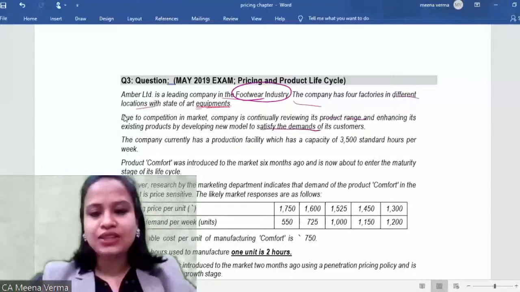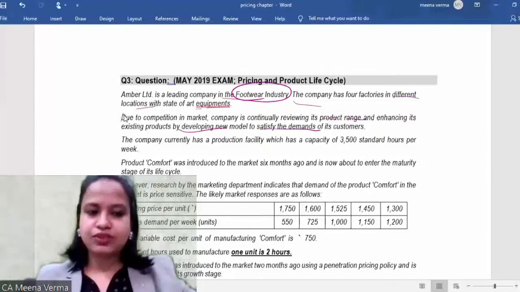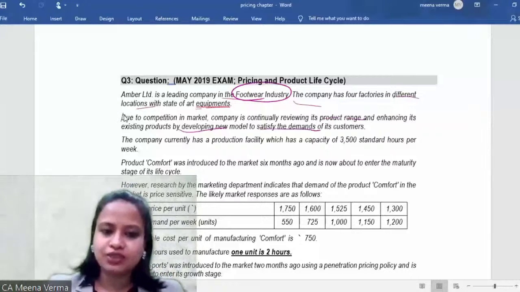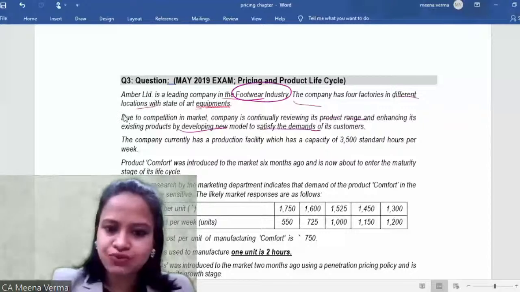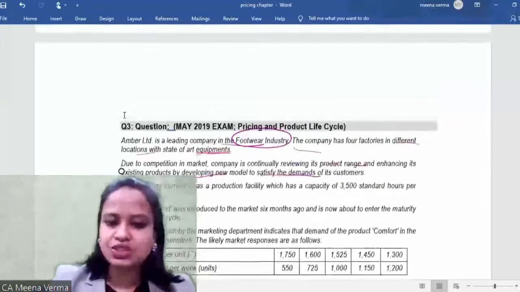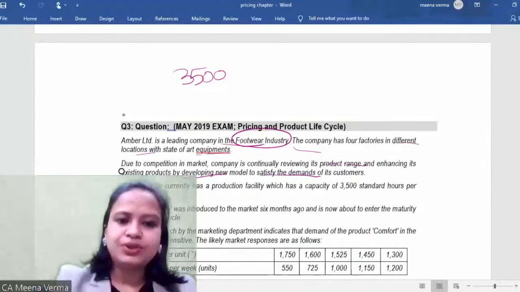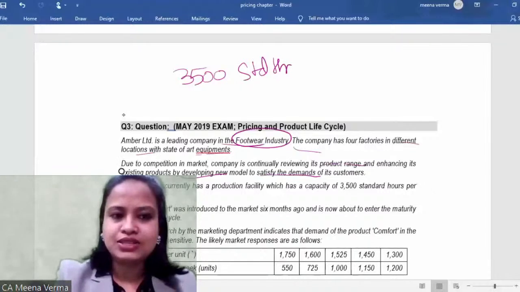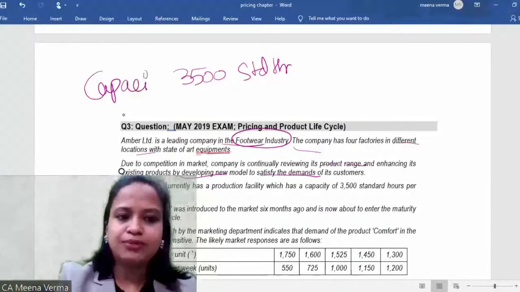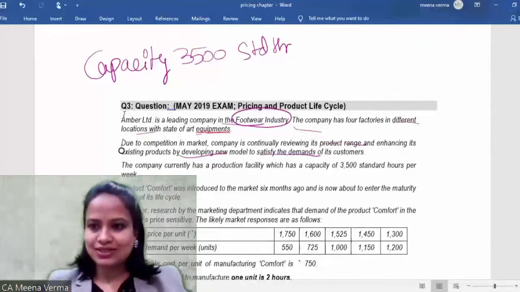In order to satisfy the customer, they are developing a new model. They keep on reviewing and they try to introduce new models in the market. Okay? The company currently has a production facility. See, this is the capacity of the company. The company has 3,500 standard hour capacity. The company can produce for such long hours, 3,500 hours.